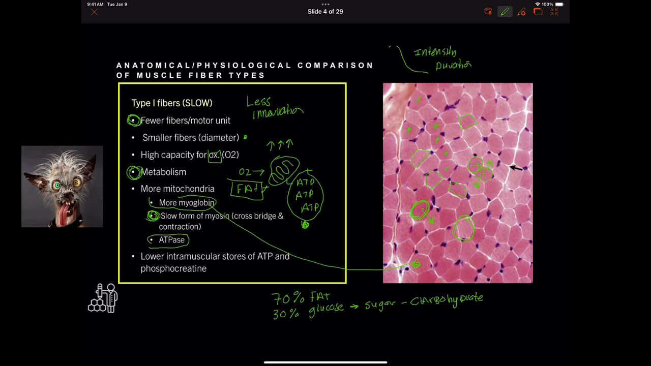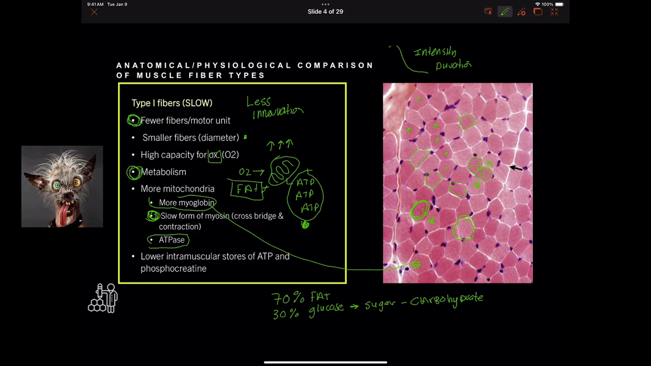Now, the first thing you're going to want to do is sprint away. And if you go to sprint, well, it's going to take a long time before you can get that sugar and that fat to the muscles so that you can sprint away.